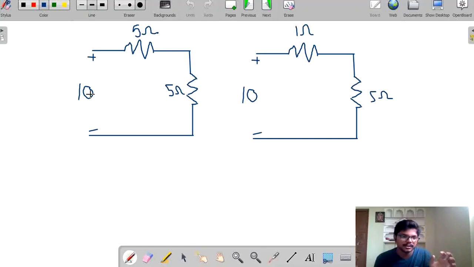I have my input voltage as 10 volts. As my resistances are equal, my voltage divides equally as 5 ohms and 5 ohms.